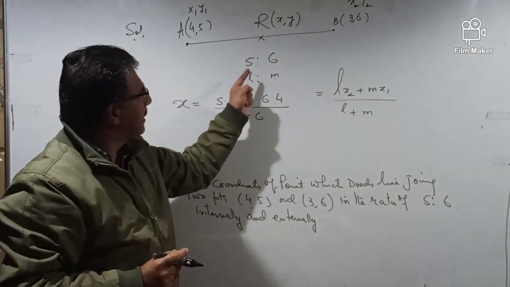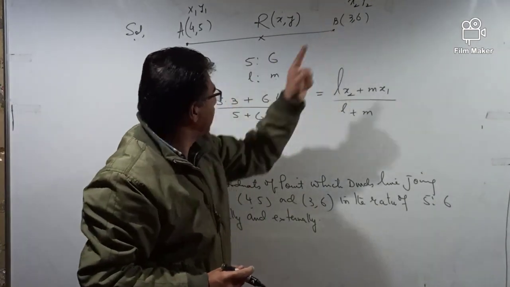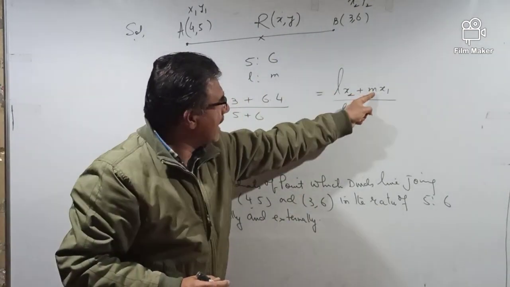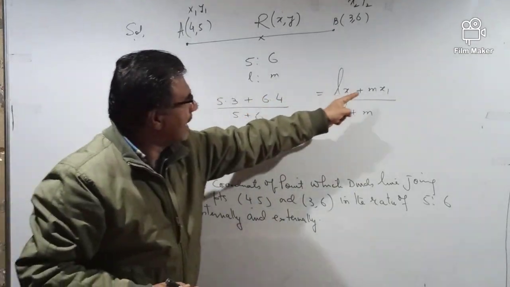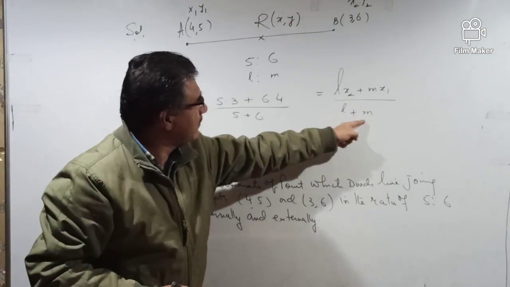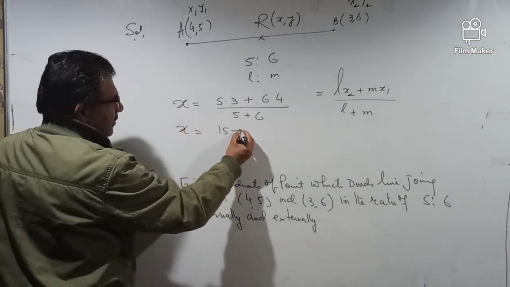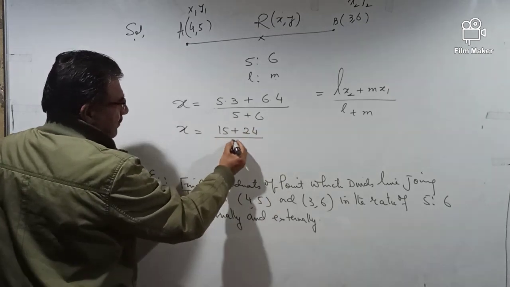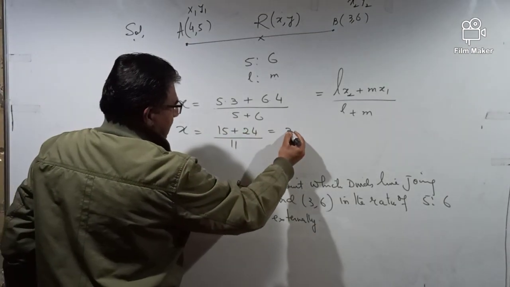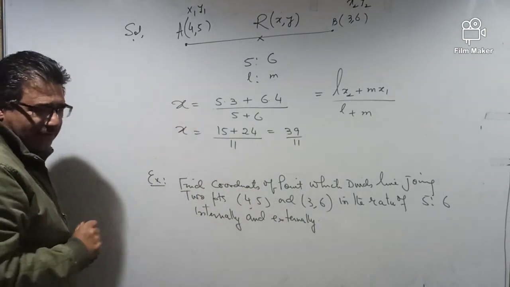Instead of L, I have 5. x2 here, x2 is 3. Then plus m. Now m is 6. And x1 is 4, divided by L plus m, that is 5 plus 6. Now you simplify it, you will get x is equal to (15 plus 24) divided by 11. That is 39 divided by 11. So this is the value of x. This is how to find the value of x.